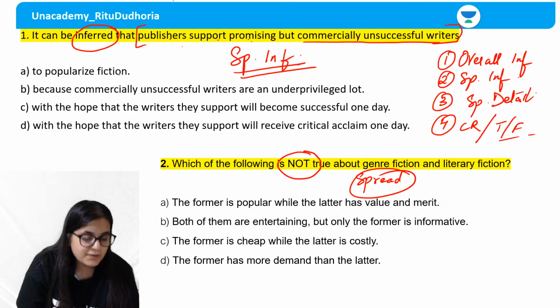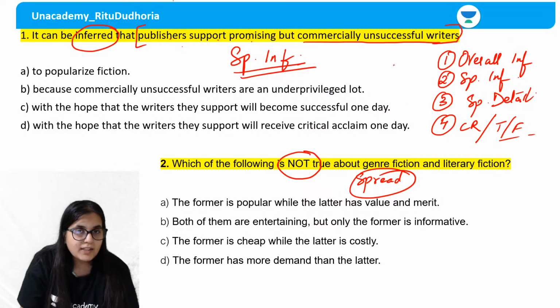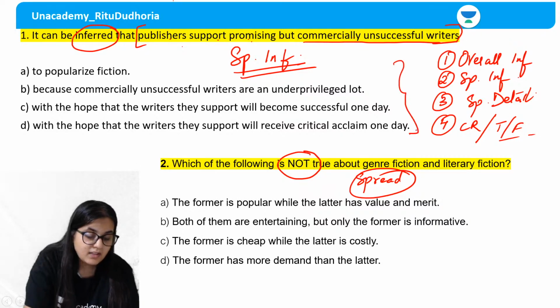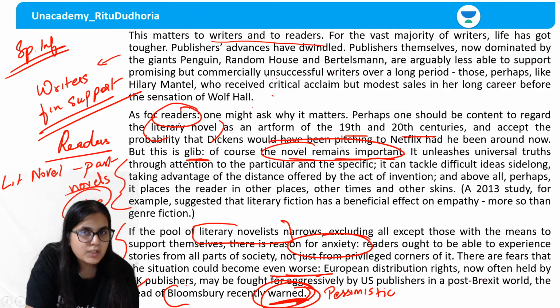To popularize fiction, because commercially unsuccessful writers are an unprivileged lot, with the hope that the writers they support will become successful one day, with the hope that writers they support will receive critical acclaim one day. Yes, Sushma. Now guys, come on, let's go through this.